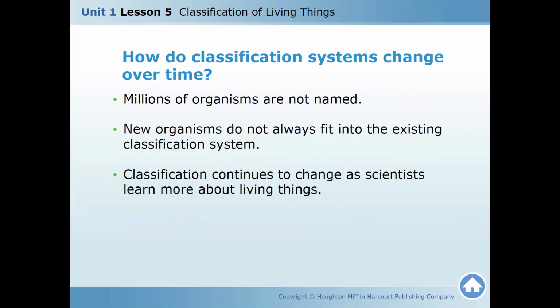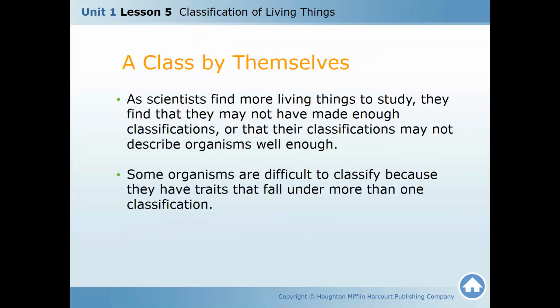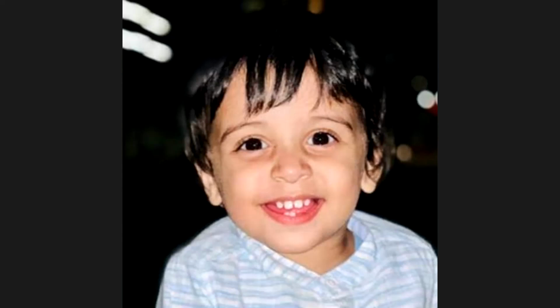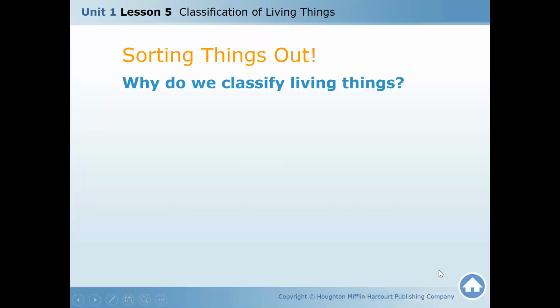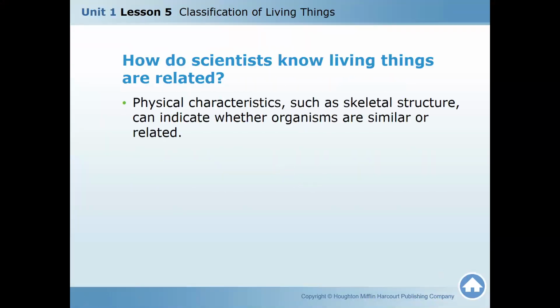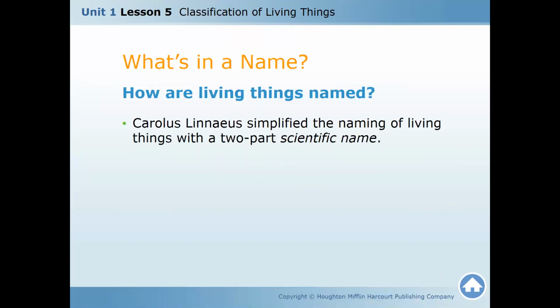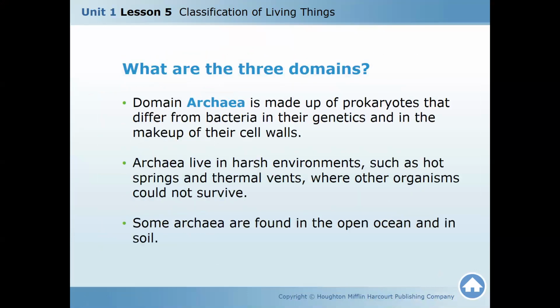So millions of organisms are not named. New organisms do not always fit into the existing classification system. They continue to change as scientists learn more about living things. Girls, once again, we don't have much in this lesson. Maybe by tomorrow I will finish it. But still, I will start with science revision next week, or we'll do one more lesson and then continue with the revision. Okay, once again, let me go with the last pages.